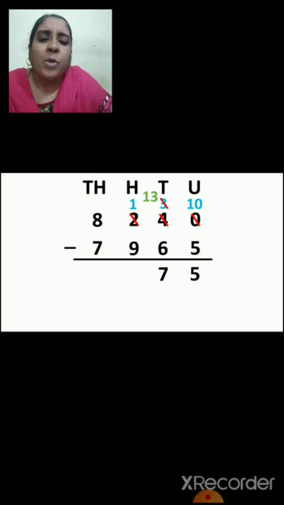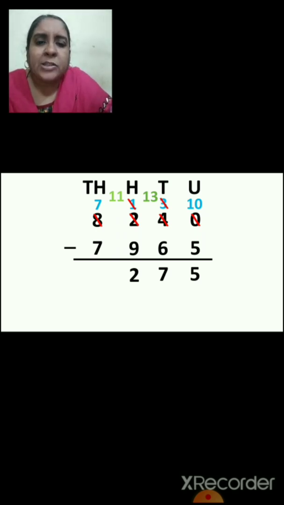Now up you can see 1 and down it is 9. Again you cannot subtract, right? So what will you do? You will go to thousands place. So you will cut 8. 8 minus 1 will be how much? 7. You are borrowing 1 to hundreds place now. So you will cut 1. And what will come in hundreds place? Yes, 11. Now, bigger number is up, smaller number is down. So, 11 minus 9 will be how much? Yes, it is 2.